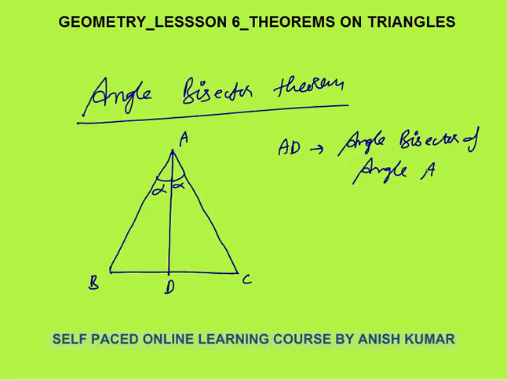Next is the angle bisector theorem. As the name suggests, angle bisector. If AD is the angle bisector of angle A, then this theorem says that AB upon AC will be equal to BD upon CD. These ratios will be equal. That is the meaning of the angle bisector theorem.